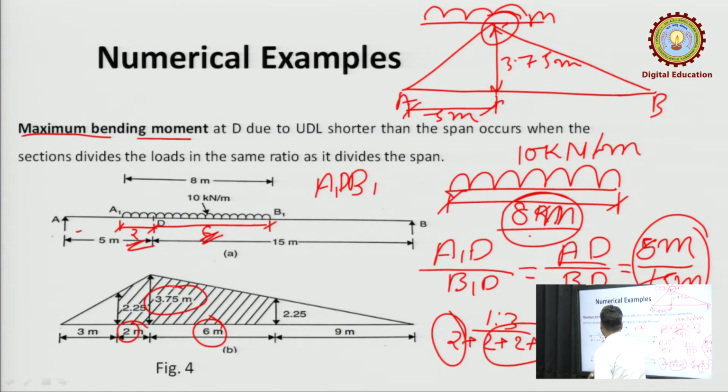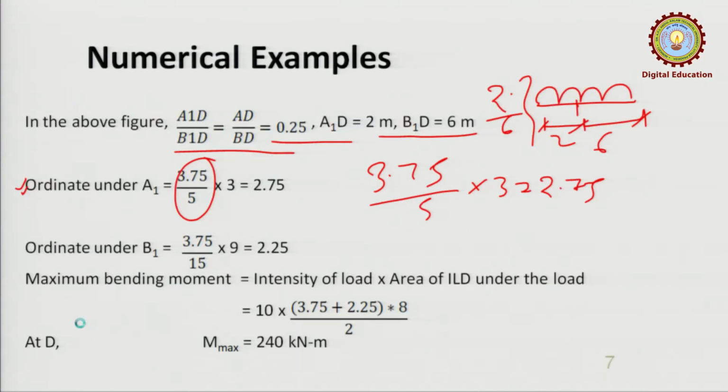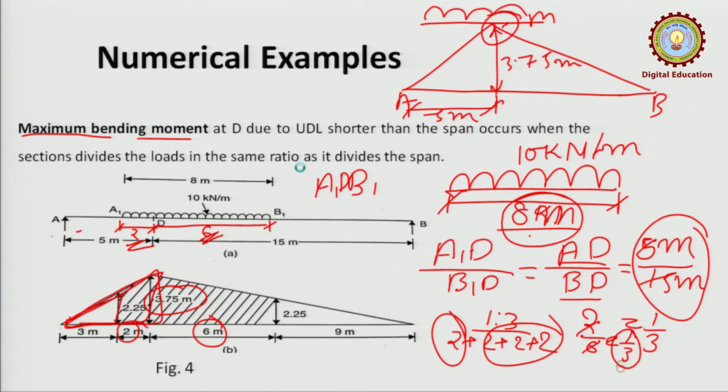We have a value of 3.75. We are going to apply the triangle law here for the small triangle and this big triangle. After applying the triangle law, we get this ordinate value of 2.75.